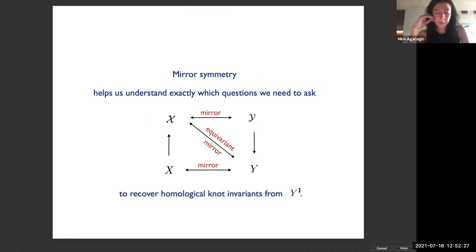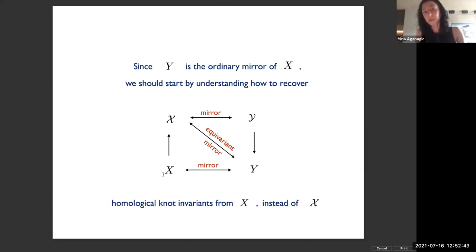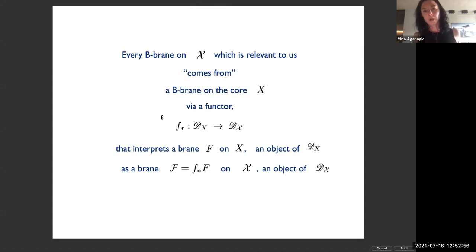Now, let's go back to knot invariants. So mirror symmetry helps us understand exactly which questions we need to ask to recover homological knot invariants from Y. We know what to ask on the big X, but what do we do on the small Y or small X? So indeed, because small Y should be the ordinary mirror of the small X, we should start by understanding how to recover homological knot invariants from the small X instead of the big X. So every object of the derived category on the big X that's relevant comes from an object on the core via a functor that simply interprets a coherent sheaf on the core as a coherent sheaf on the small X, as a coherent sheaf on the big X.